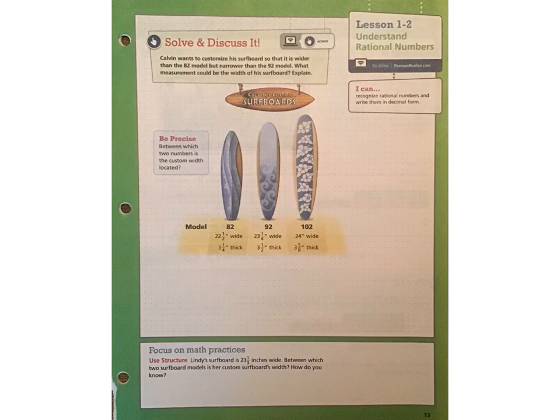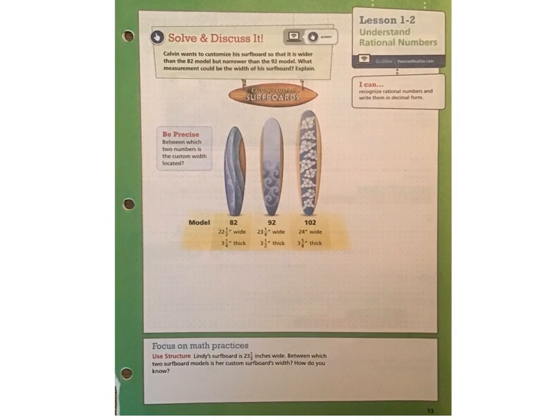Calvin wants to customize his surfboard so that it is wider than the 82 model, but narrower than the 92 model. What measurement could be the width of his surfboard? Explain. So you see in the picture that we are looking at a model 82. There we go. And the model 92. And the problem says that it is wider than the 82 model, but narrower than the 92 model.